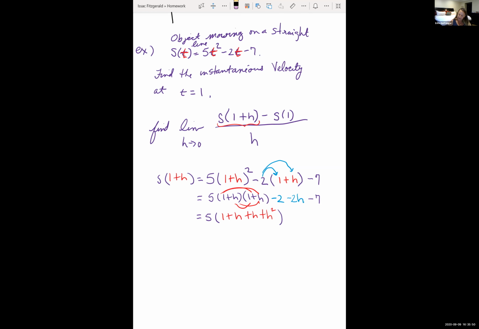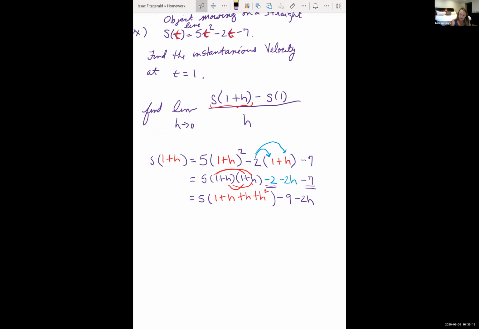I notice out here, I have 2 terms, -2 minus 7. They both have the same sign in front of them, so we add them and keep the sign the same. So -2 minus 7 gives us -9. And then right now, there's no other term with just an h. I need to bring it down, -2h.